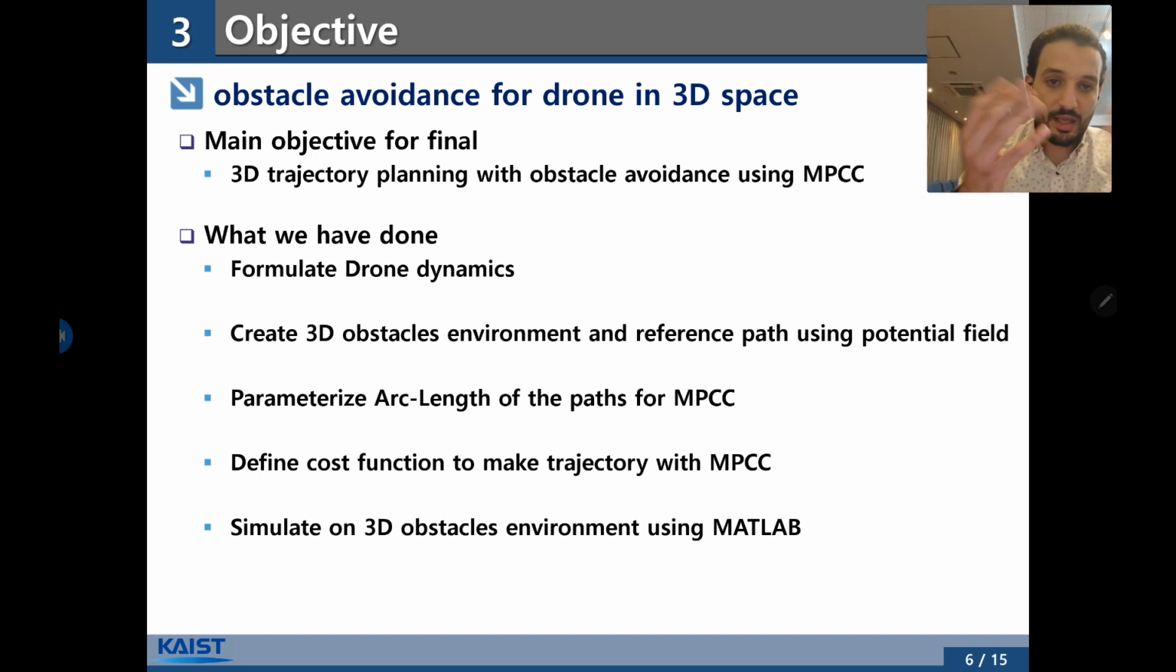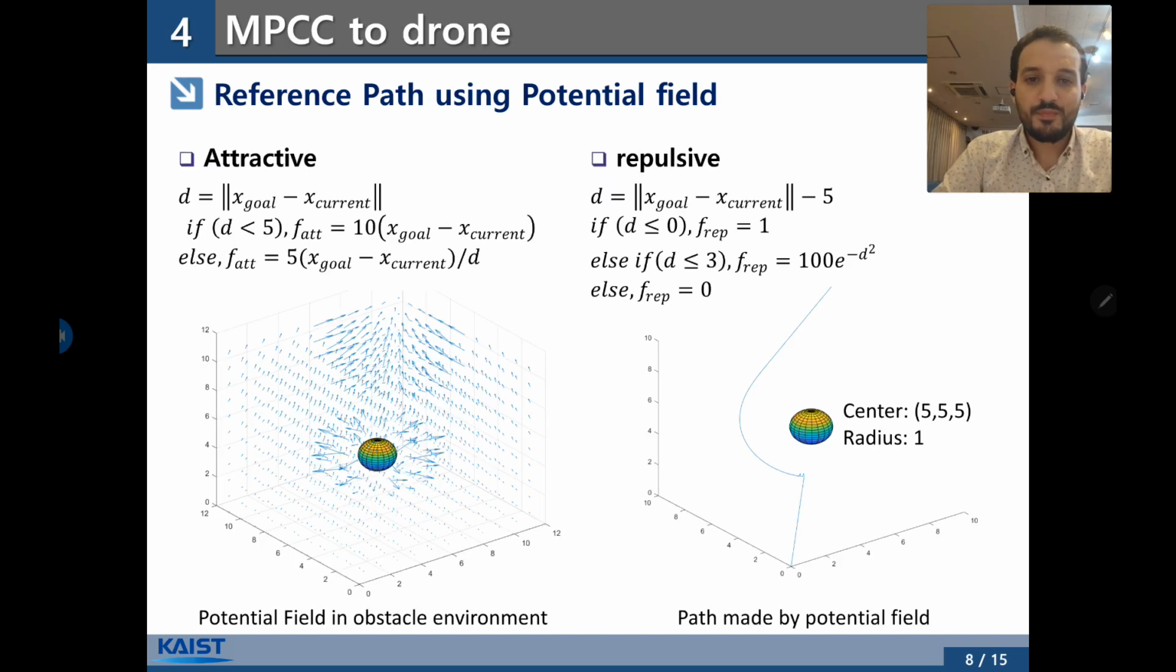Thirdly, we have parameterized the arc length of the paths, ensuring compatibility with the MPCC framework. And fourthly, we have defined a cost function that optimizes the trajectory planning process and successfully implemented the MPCC algorithm within the drone's dynamics. Finally, we have conducted simulations using MATLAB in a 3D environment with obstacles to assess the effectiveness and performance of our approach. I will now proceed with the implementation details.